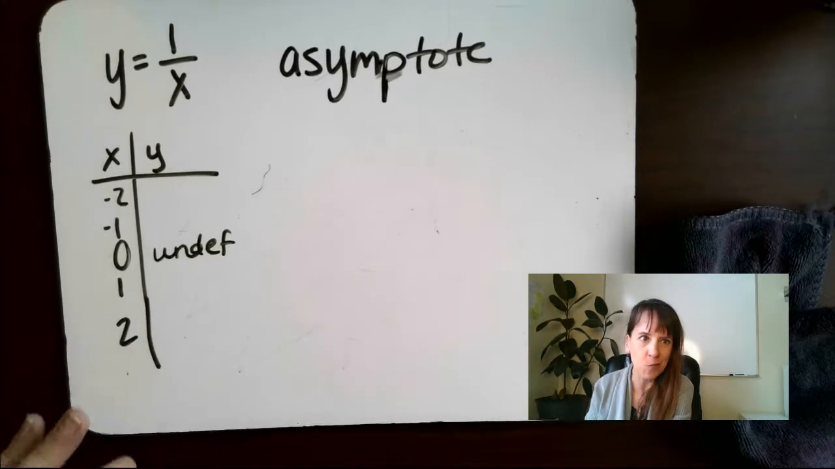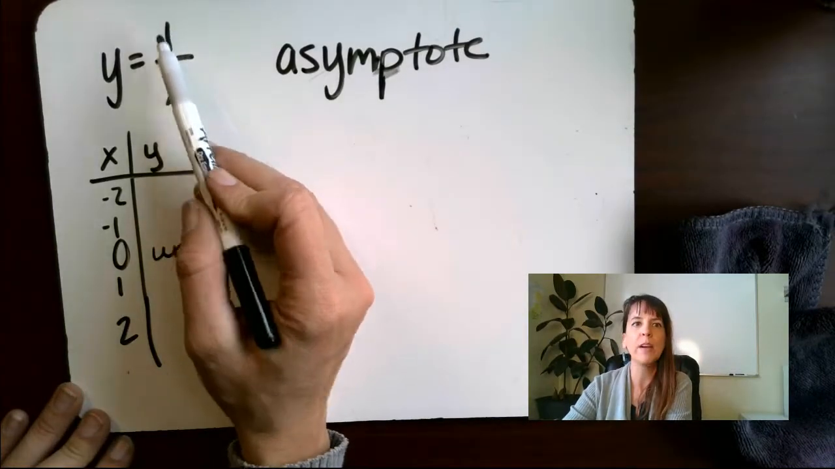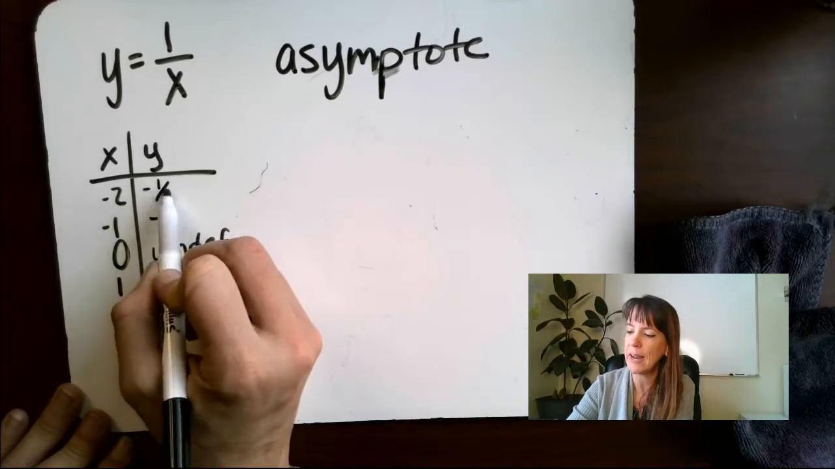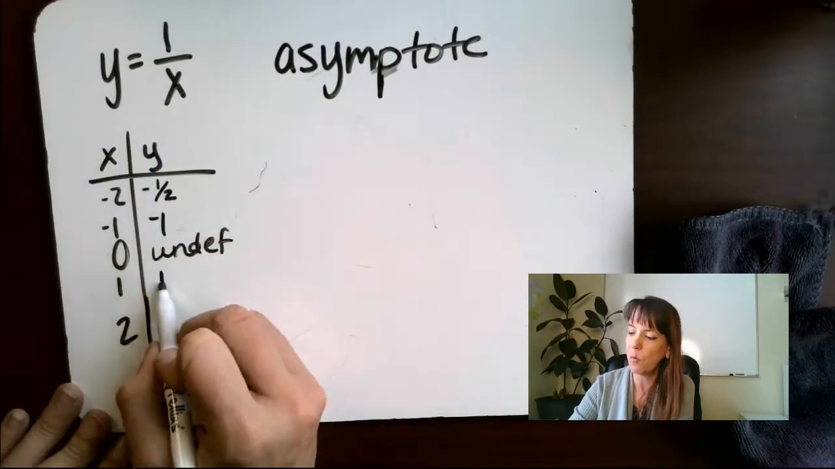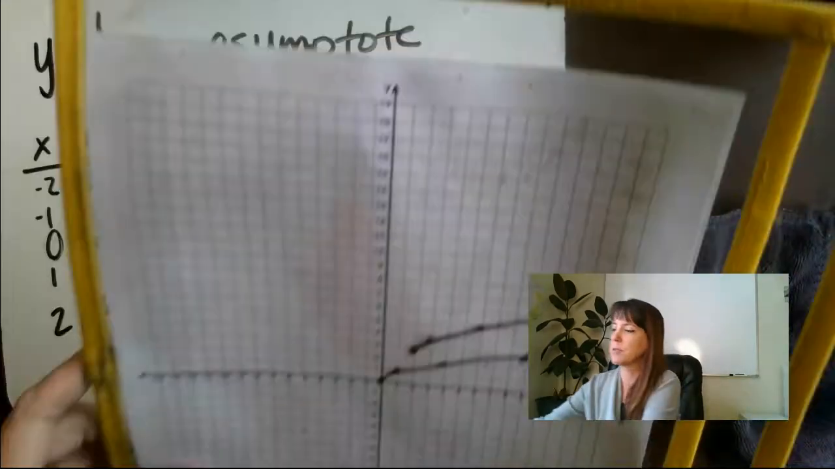So again, 0, undefined. I can't do anything. It's not going to be 0 because 1 divided by 0 is not 0. So if I put a negative 1 here, 1 divided by negative 1 is going to be negative 1. If I put a negative 2 here, I'm going to have negative 1 half. If I put a 1 here, I'm going to have 1. If I put a 2 here, I'm going to have 1 half. So let's go ahead and graph those guys.